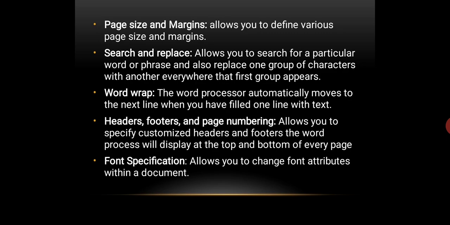Okay, so we have the headers, footers, and page numbering. This allows you to specify customized headers and footers. The word processor will display them at the top and bottom of every page. Now, for instance, if you look at some of the letterheaded papers of companies, you will see at the top or bottom of the paper maybe their name or their contact. So that thing is done using header and footer.